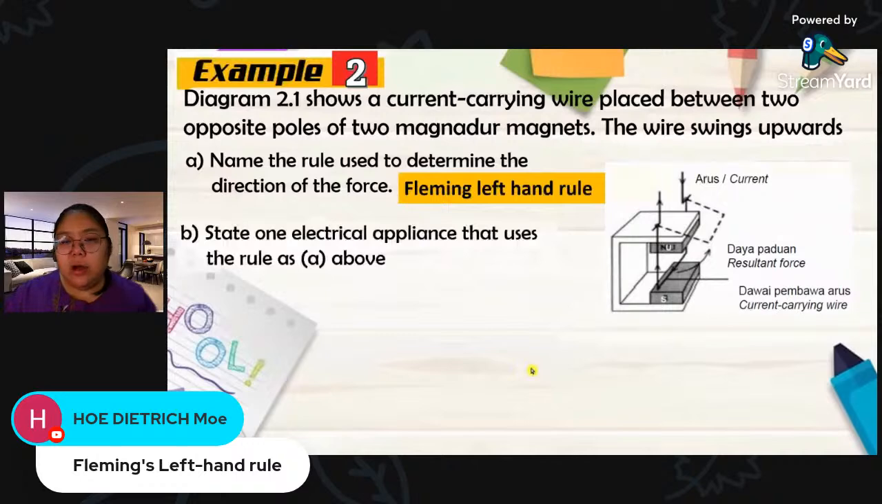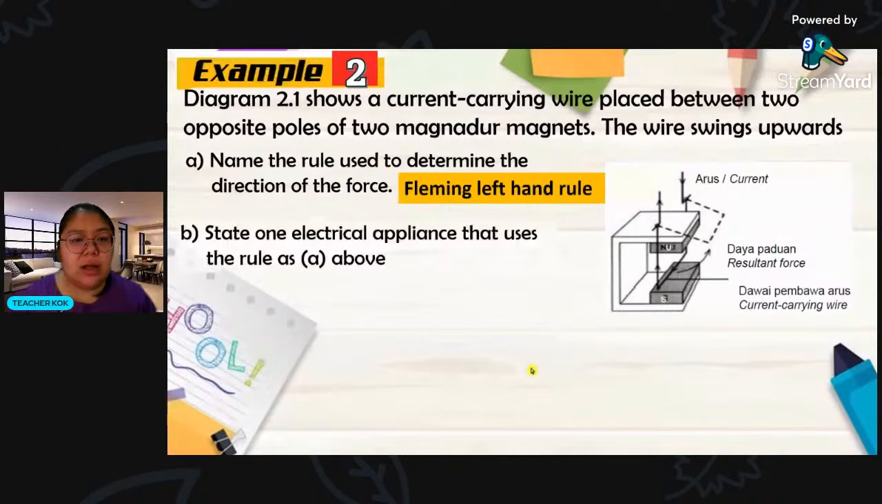State one of the electrical appliances that uses the rule for A above. That means you just mention one of the electrical appliances using Fleming left-hand rule. So you just think about what electrical appliance in your house uses a motor turning. Anything turning with a magnet and a conductor coil is related to Fleming left hand.